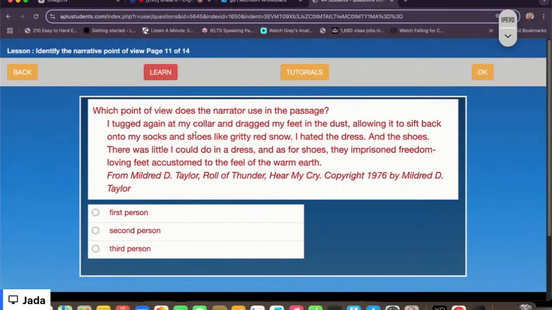I tugged again at my collar and dragged my feet in the dust, allowing it to seep back into my socks and shoes like gritty red snow. I hated the dress and the shoes. There was little I could do in a dress, and as for shoes, the imprisoned freedom-loving feet accustomed to the feel of the warm earth. First, second, or third.